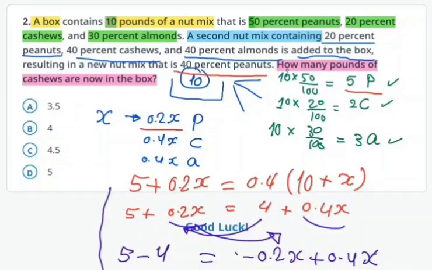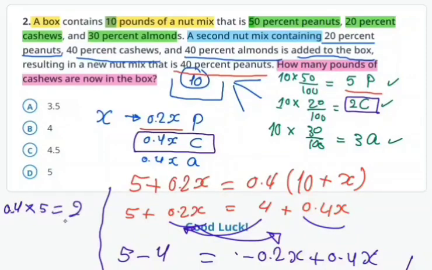Right now, let's focus on the question: how many pounds of cashews are now in the box? Here is the amount of cashews in the first box, which is 2 pounds. Let's take the value of X, which is 5. To calculate the cashew amount, 0.4 times 5 is 2 pounds of cashews. So 2 in the first amount plus 2 in the second amount is 4 pounds of cashews. So the correct answer is 4.